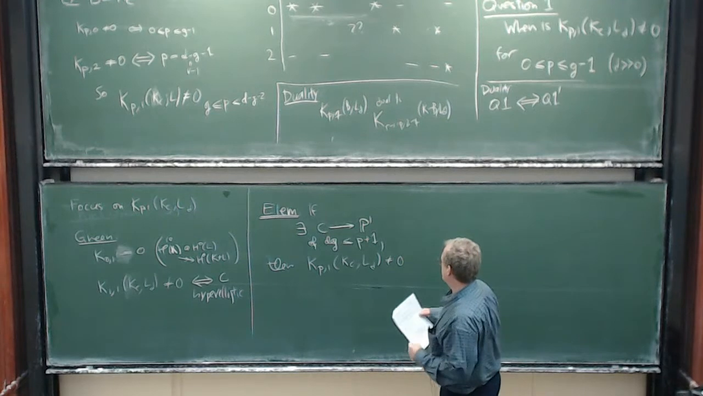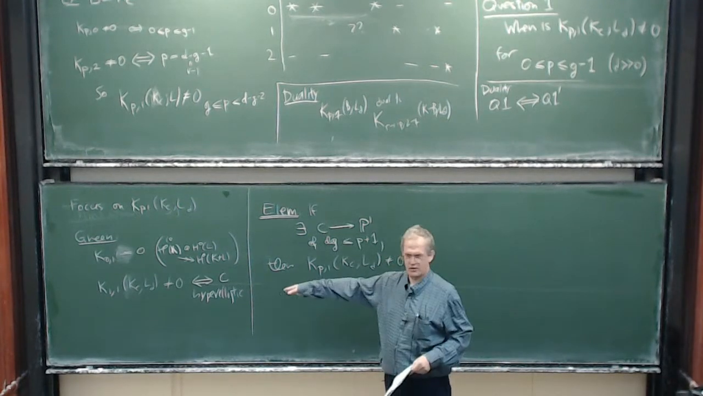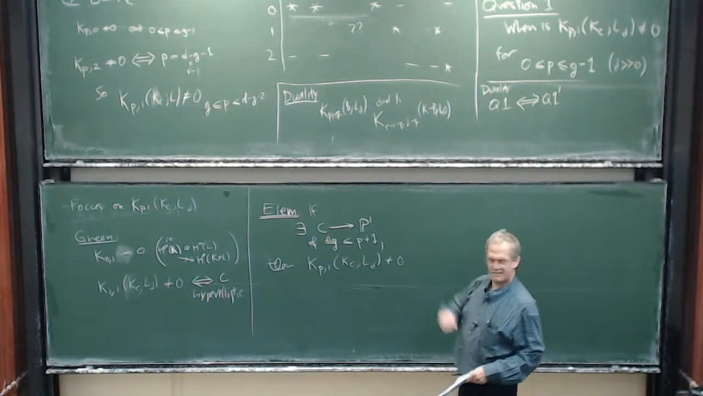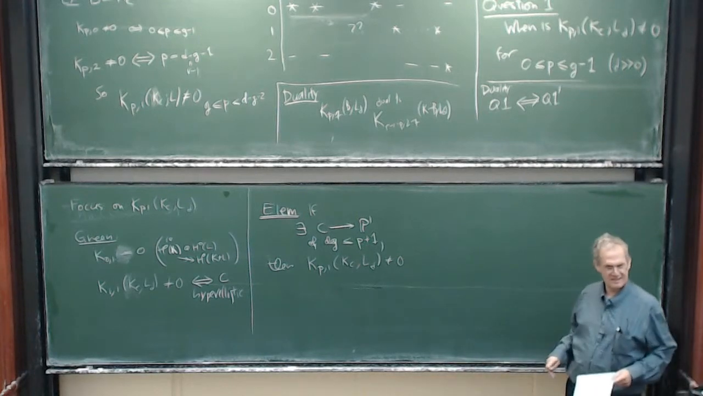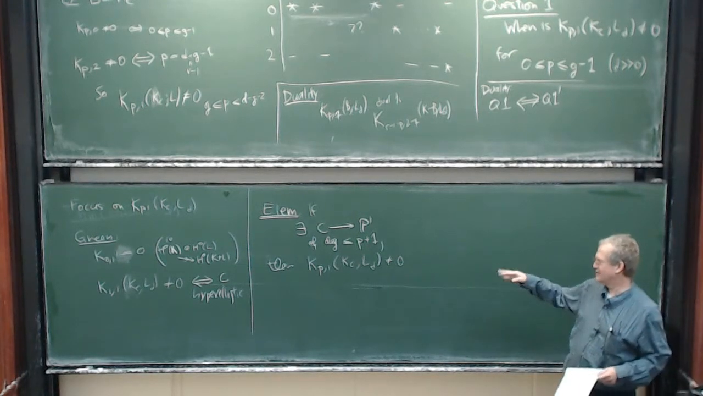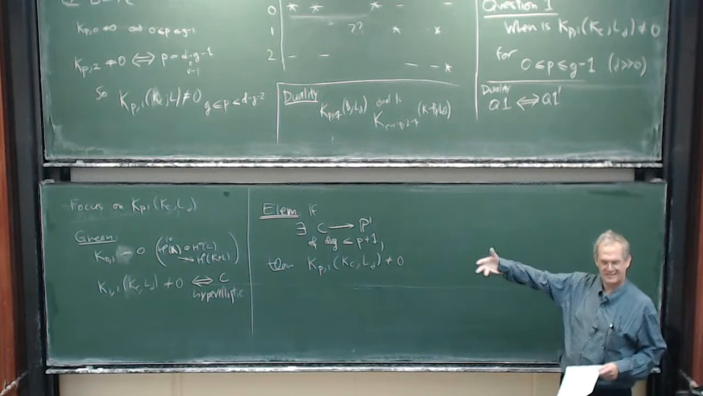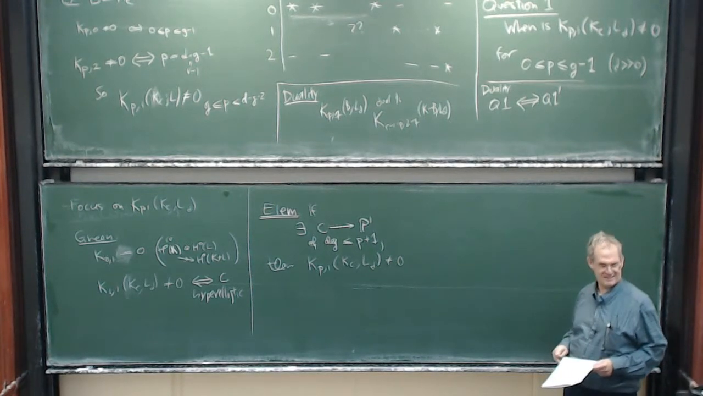So if p is equal to 1, this says that if the curve is hyperelliptic, then you must get a funny syzygy there. And if the curve is trigonal, which means it has a 3-to-1 covering, then you get a second syzygy, and so on.